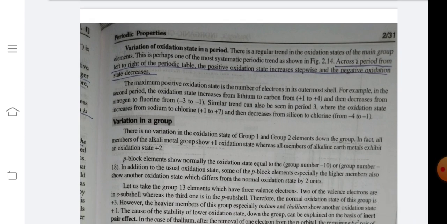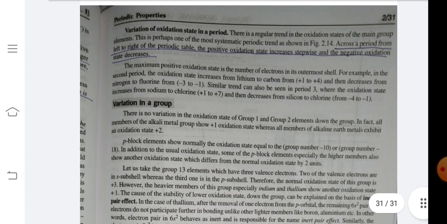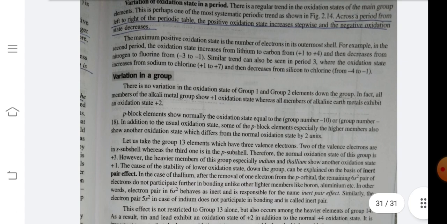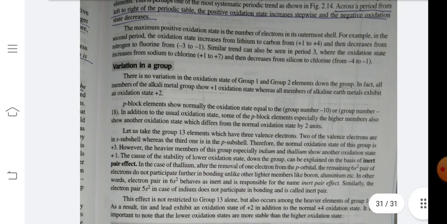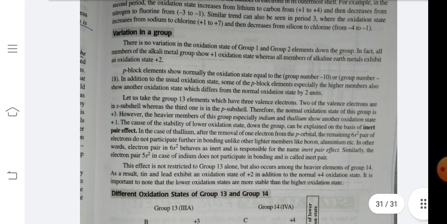Variation of oxidation state in a period. There is a regular trend in the oxidation state of the main group elements. This is perhaps one of the most systematic periodic trends, as shown in figure 2.14. Across a period from left to right of the periodic table, the positive oxidation state increases stepwise and the negative oxidation state decreases. The maximum positive oxidation state is the number of electrons in its outermost shell. For example, in the second period, the oxidation state increases from lithium to carbon and then decreases from nitrogen to fluorine. Similarly, a trend can also be seen in period 3, where the oxidation state increases from sodium to silicon and then decreases from silicon to chlorine.